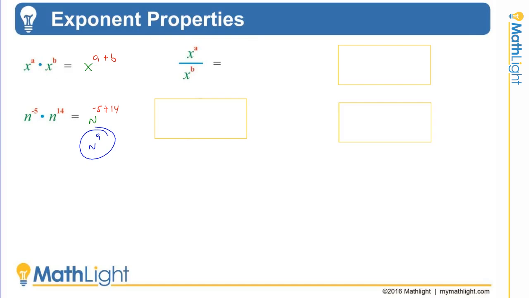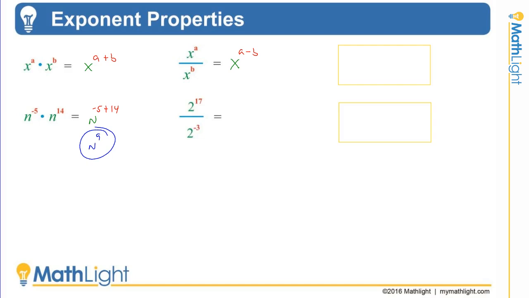Now, how about if you're dividing like bases? In this case, x to the a divided by x to the b. Well, remember, these rules or properties are shortcuts. And so it saves us time if we remember that you subtract the exponents. So x to the a divided by x to the b equals x to the a minus b. Okay, so what if you had something like this?